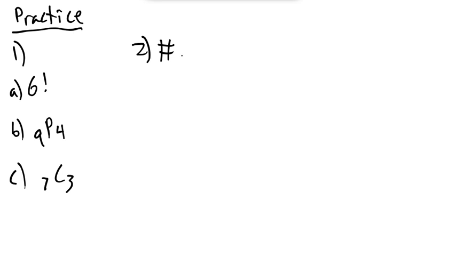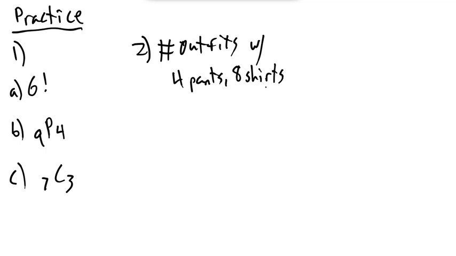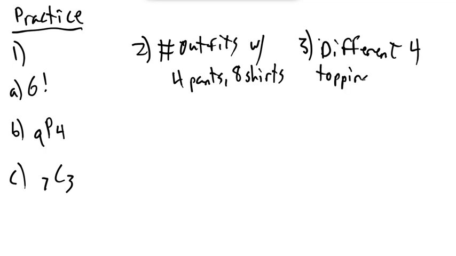So for problem 2, what the number of outfits can be when you have 4 pairs of pants and 8 different shirts you can wear. Then I want you to look and determine how many different 4-topping pizzas we can have. So this is problem 3. Different 4-topping pizzas, when you have 15 toppings to choose from.